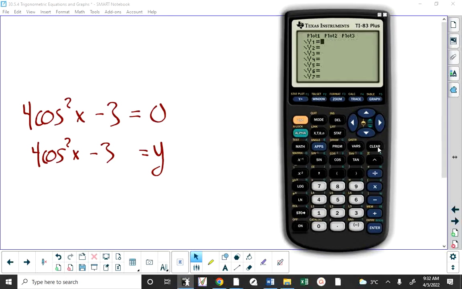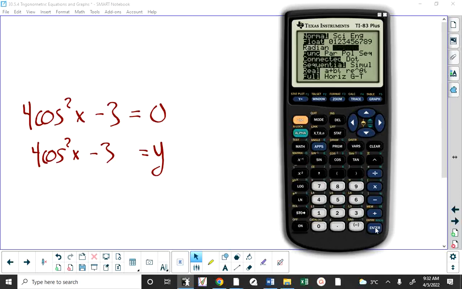So following along on your calculator, we're going to enter 4 times cosine of x quantity squared. I've talked about this before. That's how you enter it. It looks like maybe you're taking the cosine of x squared, but you're not. You're squaring cos of x. If it was only the x being squared, I'd have to put that squared inside of the brackets. And then minus 3. I'm going to make sure I'm in degree mode.